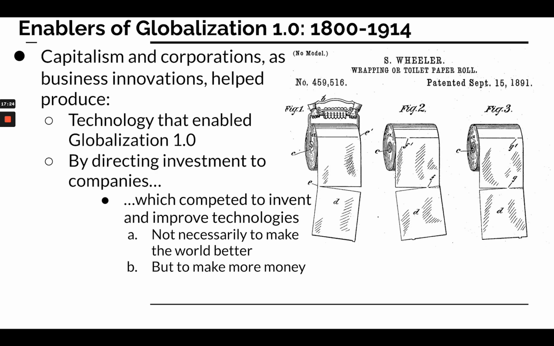But they did it also, and maybe in many cases primarily, to make more money. They ended up making our lives better. They didn't necessarily do it out of the goodness of their hearts. They did it to make money, but the end result for us is a better life. And as an illustration of this, right, we have the invention of rolled toilet paper with separate sheets. So as you can see, this is an invention that is patented in 1891. It was invented to make money, and it did, but I think most of us would agree that our lives are probably better with toilet paper rolls than without, and this is an example of how capitalism and corporations as business innovations help produce technology. Now, of course, toilet paper is not one of the technologies we're going to talk about as an enabler of globalization. For those, let's move on.